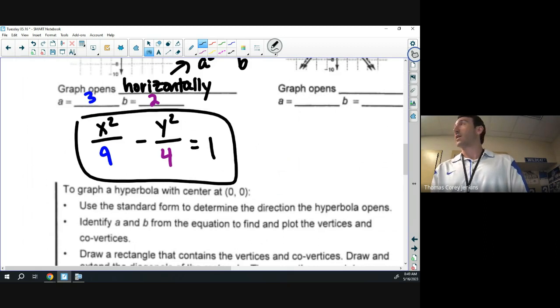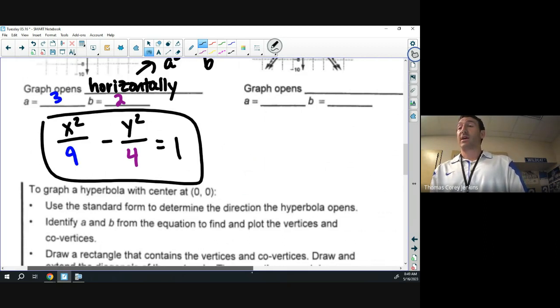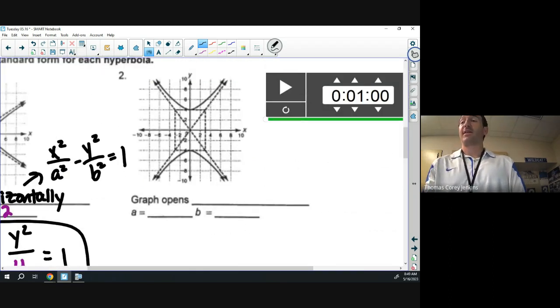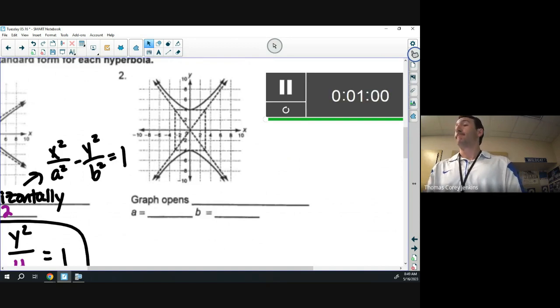Okay? Anybody have any questions before you try one? All right, go ahead and try that next one. So notice which way it opens, and then try to find A and B and plug them in.